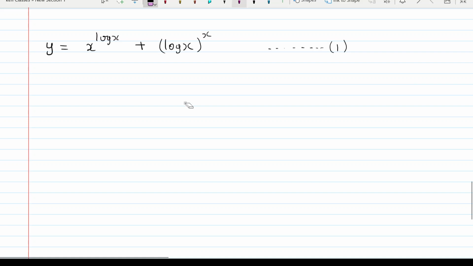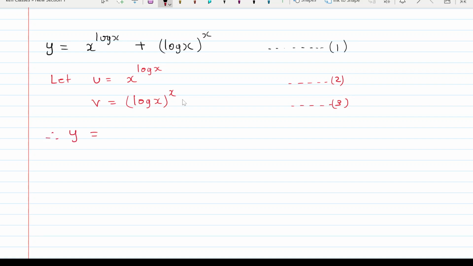तो हम लोग इसको क्या करेंगे? We will write this as let u equal to x raised to log x and v equal to log x raised to x. So this is equation 2, the other is equation 3. Okay, so what does y become? Therefore y is equal to u plus v, that is equation 4.